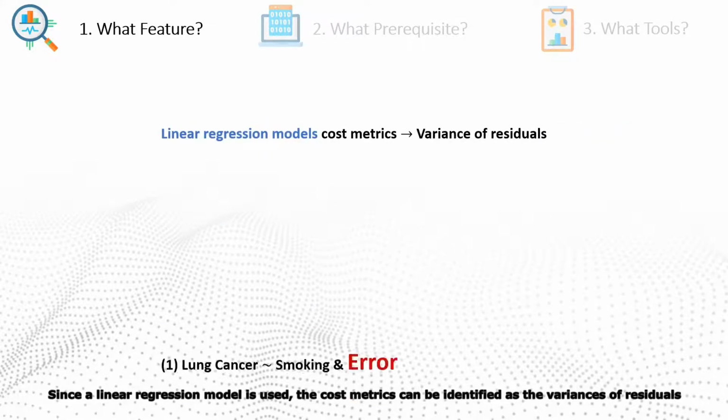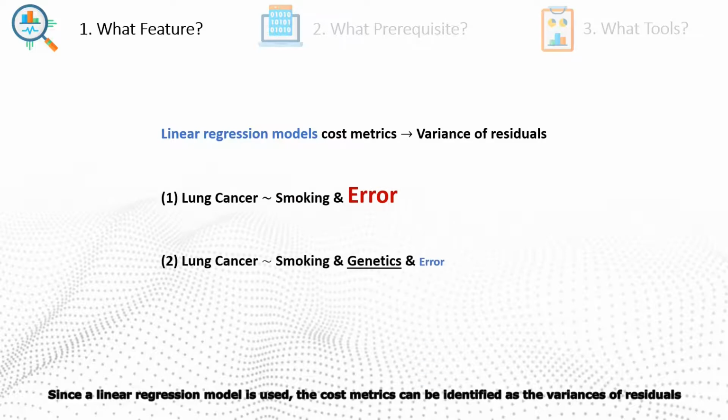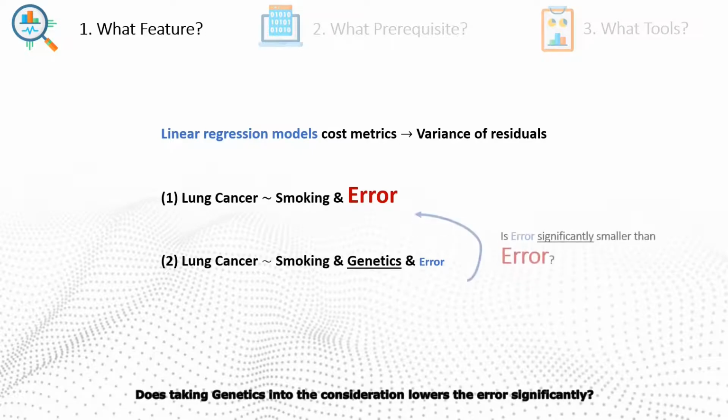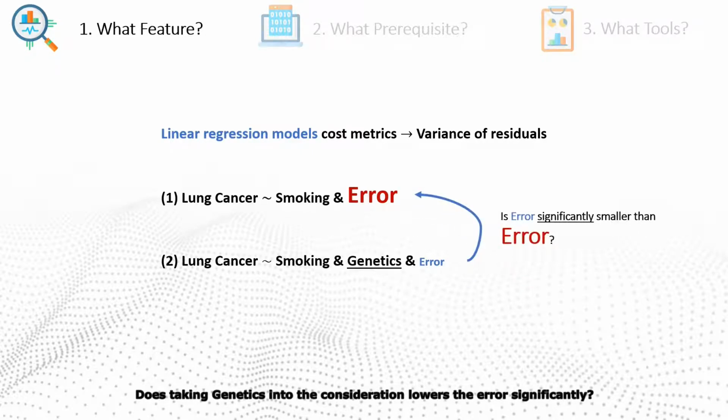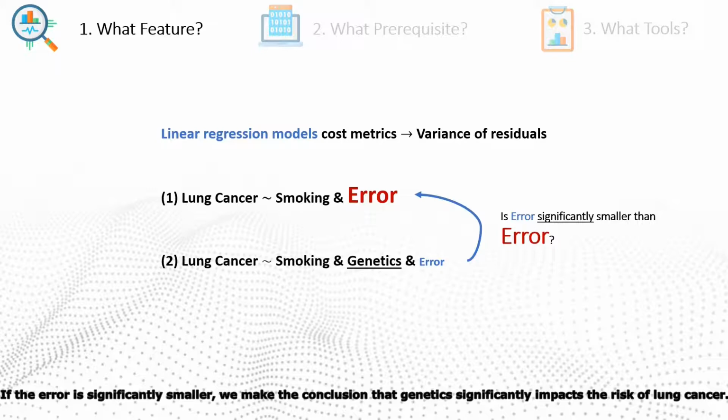Since a linear regression model is used, the cause metric can be identified as the variance of residuals. Does taking genetics into consideration lower the error significantly? That is to say that genetics contain useful information in forecasting, which allows equation 2 to generate a result better than equation 1. If the error is significantly smaller, we conclude that genetics significantly impact the risk of lung cancer.